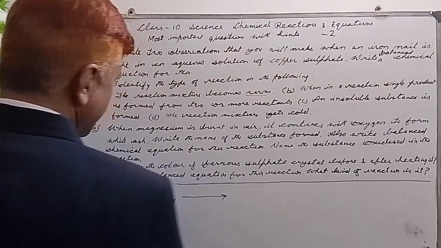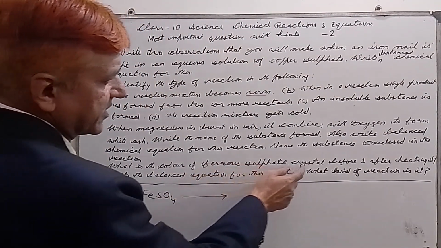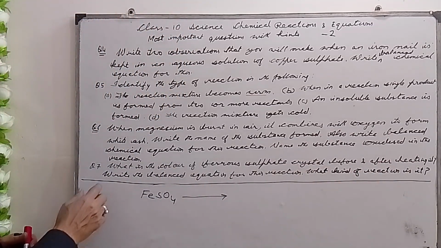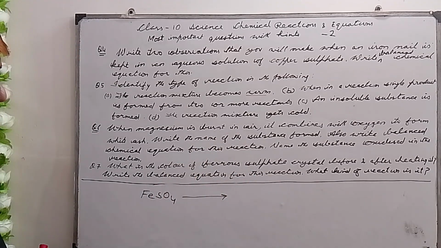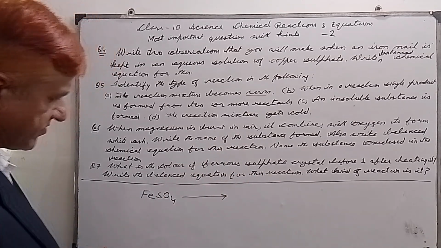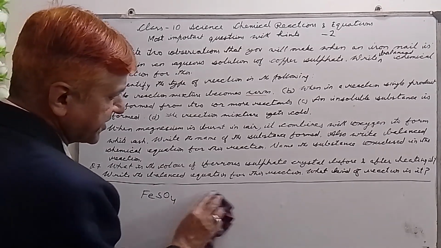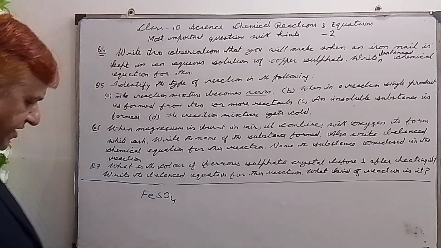Then we have question number 7. What is the color of ferrous sulfate crystal before and after heating it? Write the balanced chemical equation for this reaction. What kind of reaction is it? My dear students, you know very well the color of ferrous sulfate. Ferrous sulfate is green in color. Always remember, ferrous sulfate is green in color.